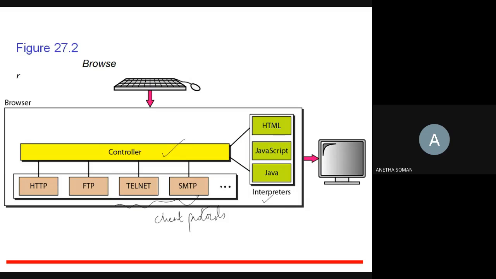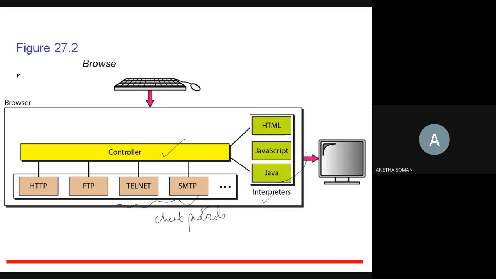So it consists of three parts. The browser or the web client consists of three parts: you have a controller, you have the client protocols, and you have the interpreters. Now this controller, what it does is it receives input from the input device. Here you are making use of a keyboard, and with the help of the keyboard you will be receiving the input and use the programs to access the document. Once the document is accessed, it will make use of one of the interpreters to display the document on the screen.